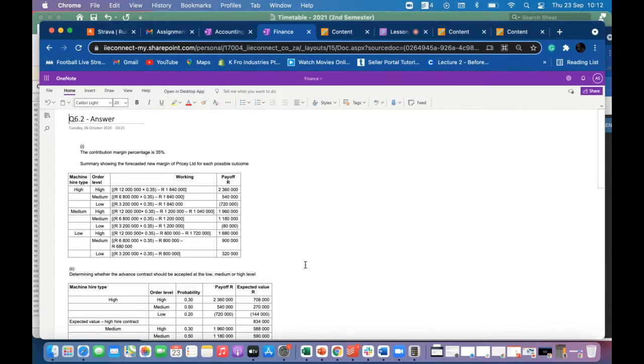Okay, right. So now what they want us to do, first thing, prepare a summary showing the forecasted net margin of Pricey Ltd for each possible outcome. Okay, so now we're saying, okay, cool.